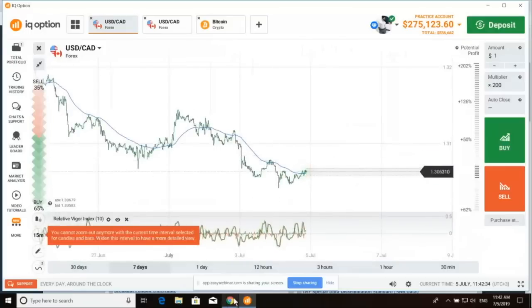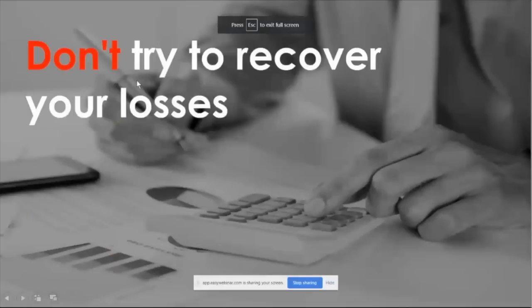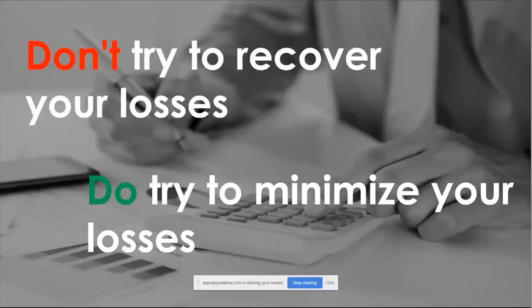All right. Now, let's go to our next point. Don't try to recover your losses. Again, at first sight, you might think, why wouldn't I try to recover my losses? If I lose money, I want to make it back. Sure, you should, of course. But there's a difference between recovering your losses and minimizing your losses, right?